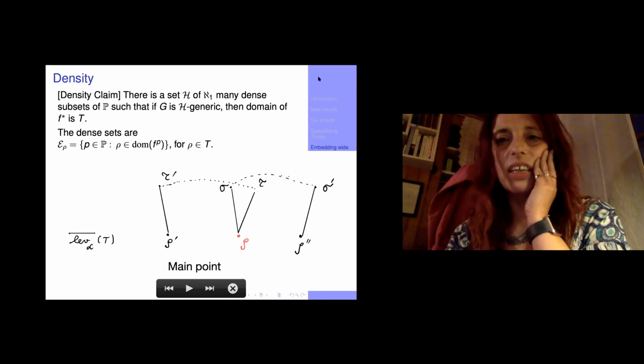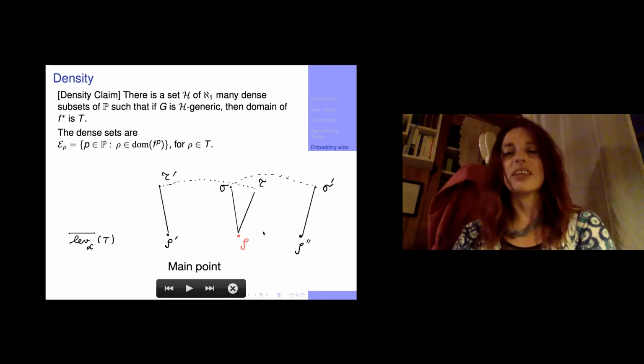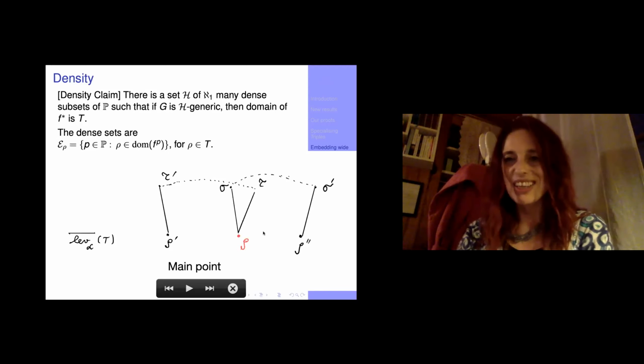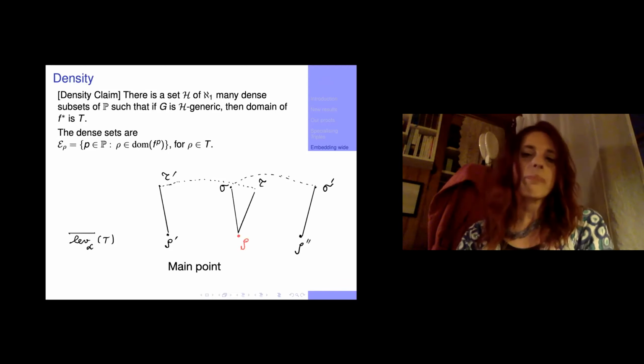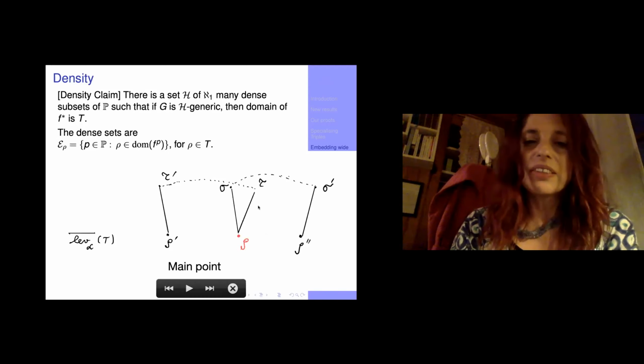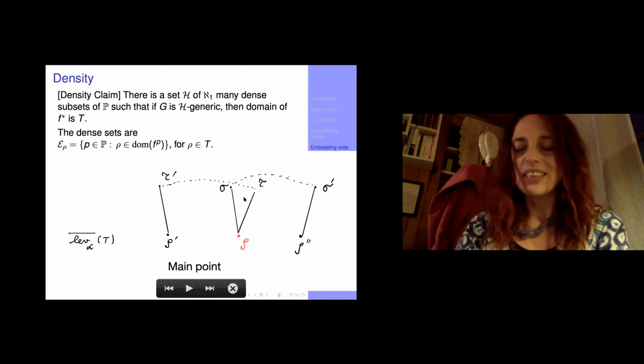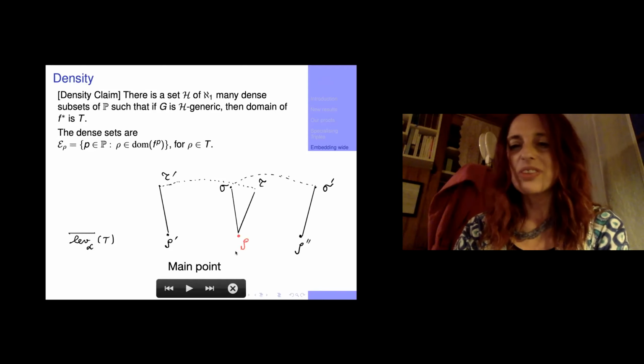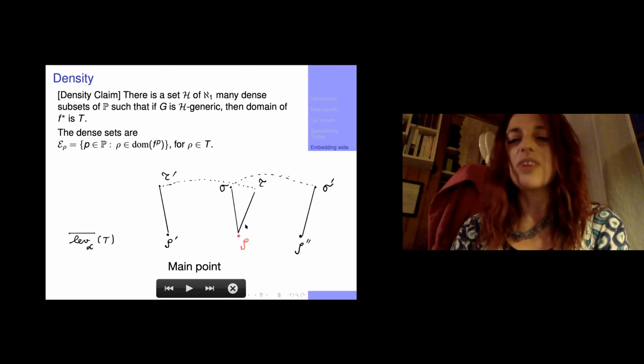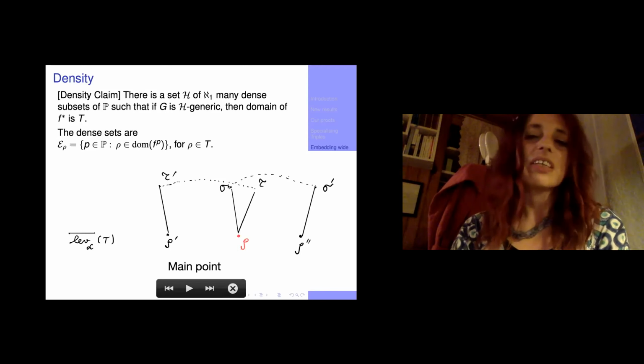And this is actually how the problem arose in the work of Mekler and Väänänen. Something similar to this is what led to the mistake in their paper. And to prevent this, we require our condition U to be closed under intersections. So we do not run into this trouble, because this row would have already been in our condition if sigma and tau were inside of that condition.